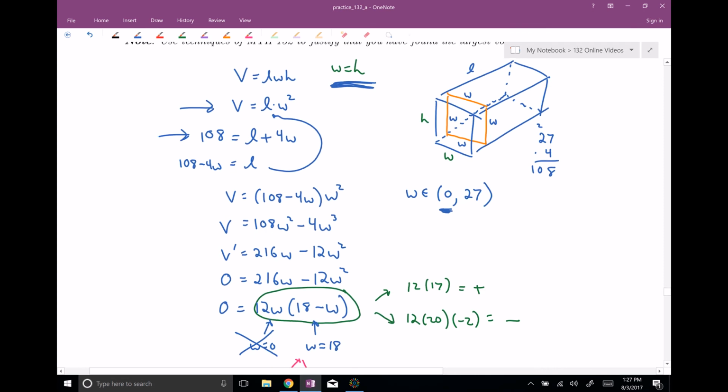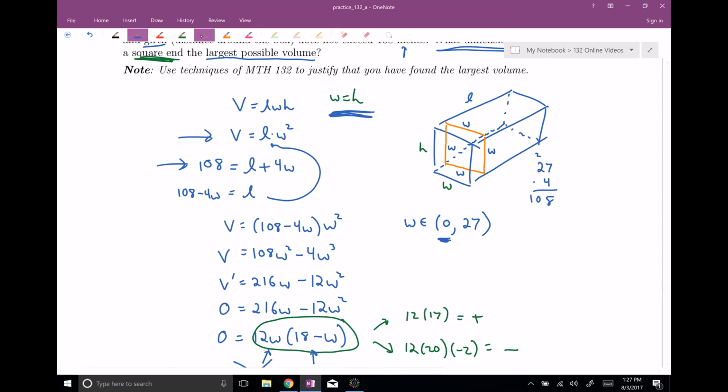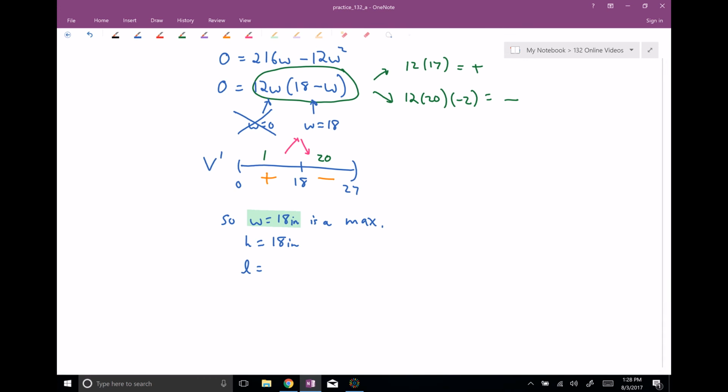And then finally, what about the length? Well, for the length, we can use this right here to figure out what the correct length should be. So 108 minus 4 times 18, and that's going to be 108 minus, let's see, 72, giving us a final answer of 36. And again, this is in inches. So going back down here, 36 inches. And now we have all of the dimensions, which is what it wanted. So there are the dimensions for a box with maximum volume. All right, and that's it.